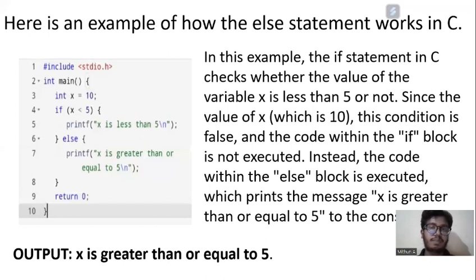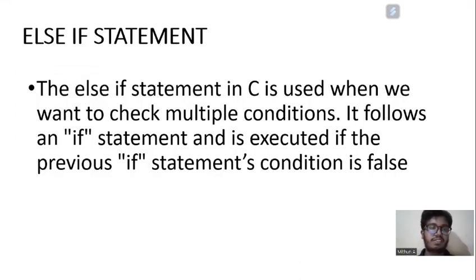So here is an example for the else statement. In this example, the if statement in C checks whether x is less than 5 or not. This condition is false, so the code within the if block is skipped, and the code within the else block will be executed, which prints the message x is greater than or equal to 5. So, the else if statement.